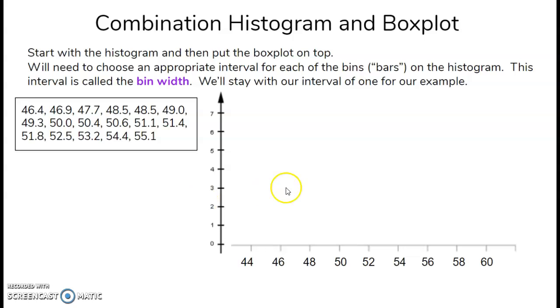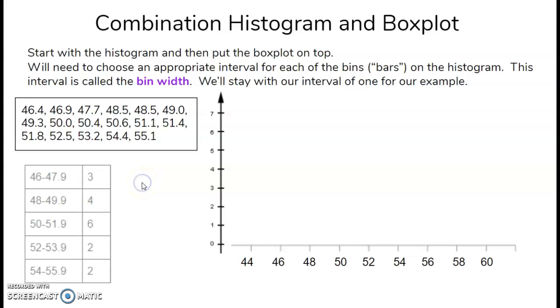Oh, I got a typo on here. This is now an interval of 2, not 1. So that should be 2 there. So I'm going to go up by 2s. Here's all of our data again. And I went ahead and made a frequency table.